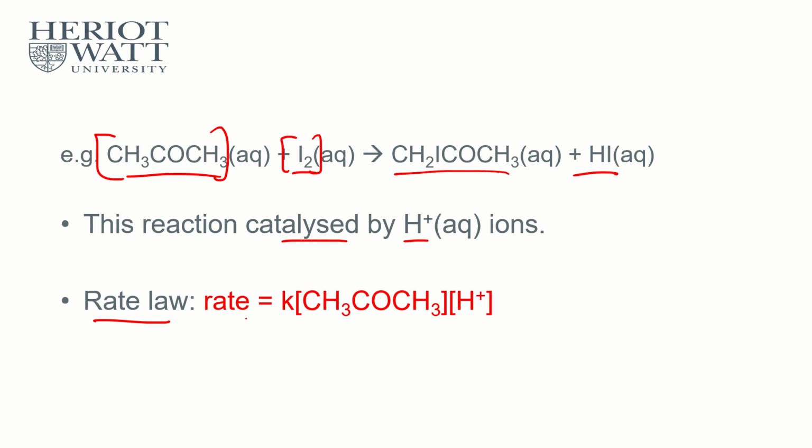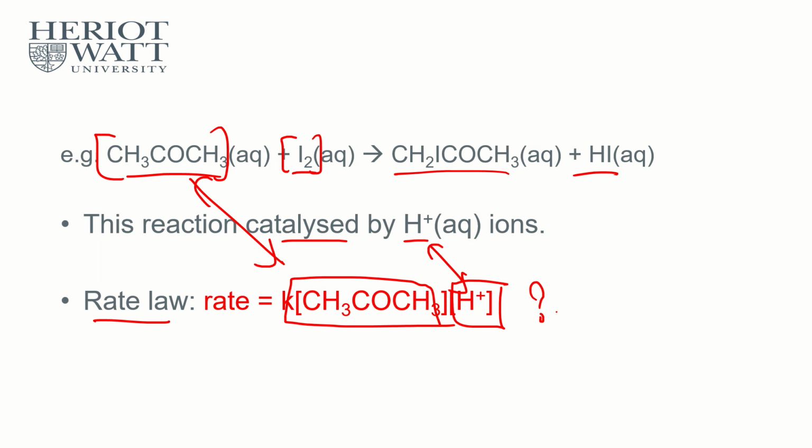Now look at the rate law. Rate equals k, concentration of propanone. Yes, we have that. Concentration of H plus. Wow, look at that. The catalyst is actually part of the rate equation. A catalyst is not a reactant, but why is it in the rate equation? And then do you realize that iodine is not there? What about iodine? Iodine is not there, but it is part of the reactants.